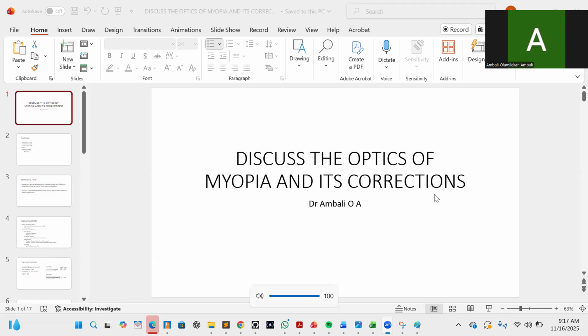Hi. So today we'll be discussing the optics of myopia and its correction. It can be applied to pathologic myopia. It's a similar outline, but of course, with pathologic myopia we have the core components of pathologic myopia. So yeah, this is the outline.